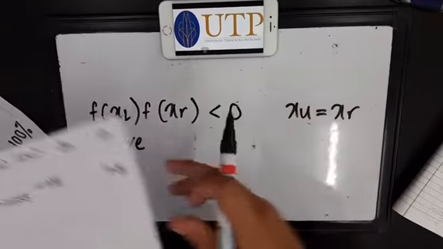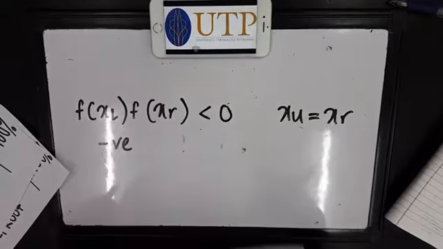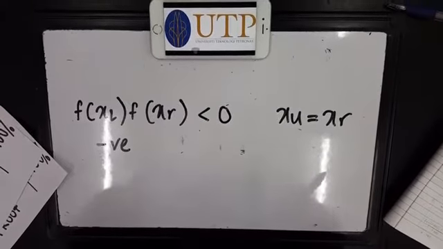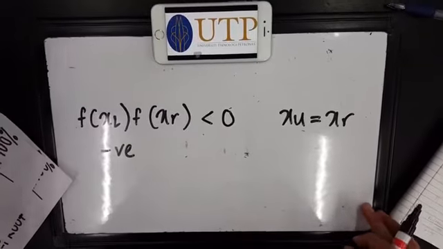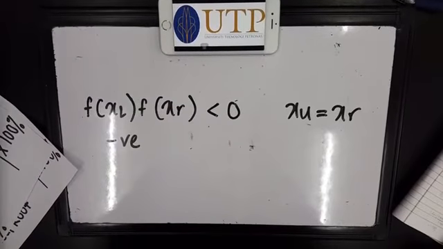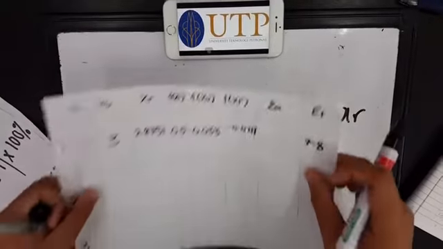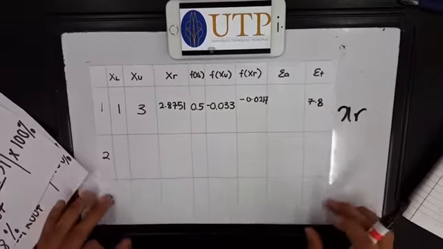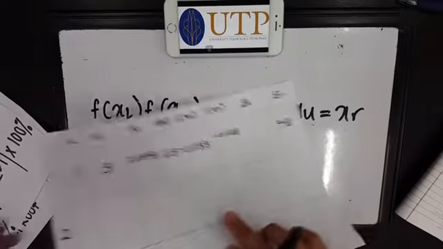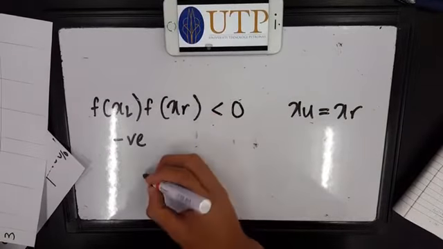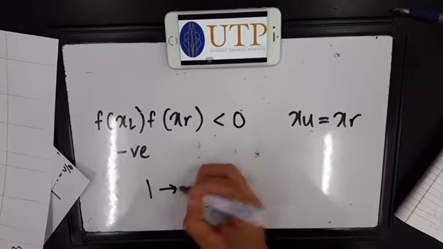But what does setting XU as XR mean? I don't understand, Ismail. Please explain. Come again, Ian? What do you mean by setting XU equals to XR? Okay, setting XU to XR means that, since we are done with our first iteration, now we need to move into our second iteration.